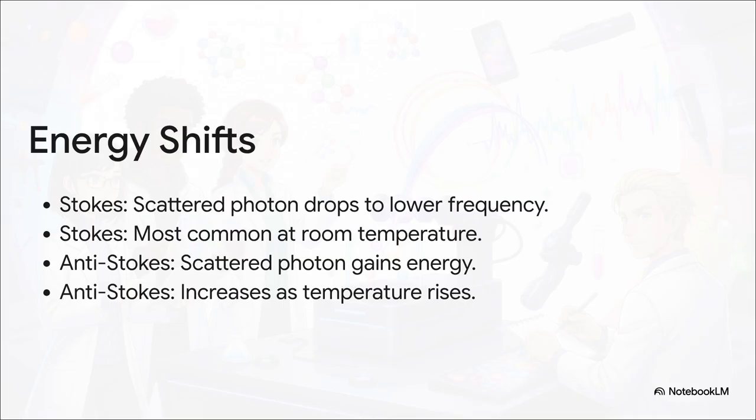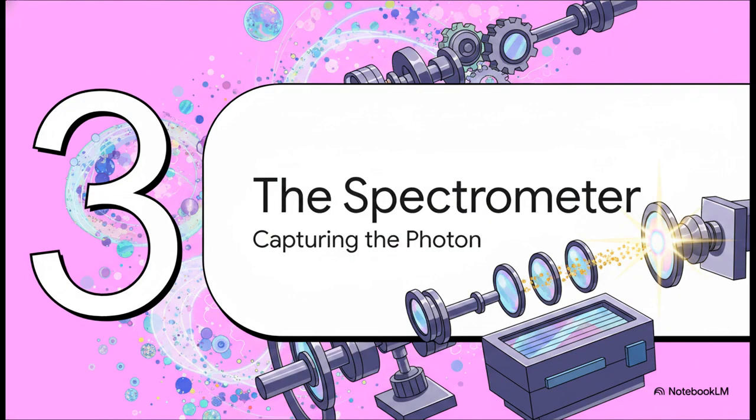In this scenario, the scattered photon actually steals energy from the molecule, shifting to a higher frequency. It's a much weaker signal, but uniquely, it actually gets stronger and increases in intensity as the temperature of the sample rises.